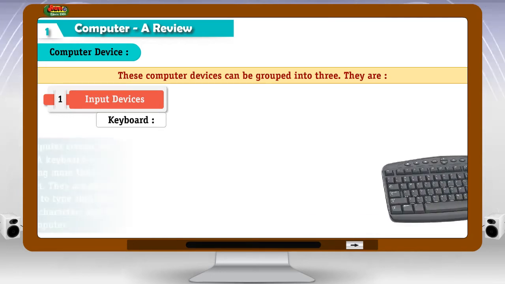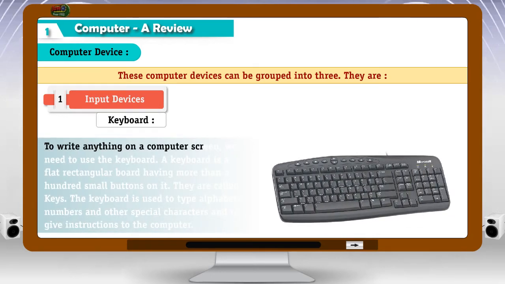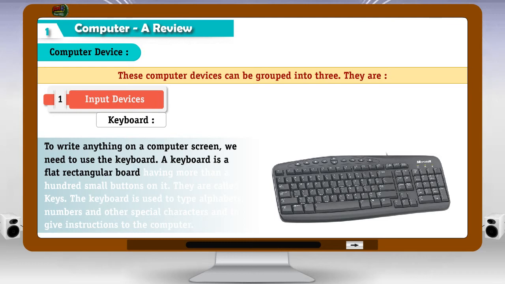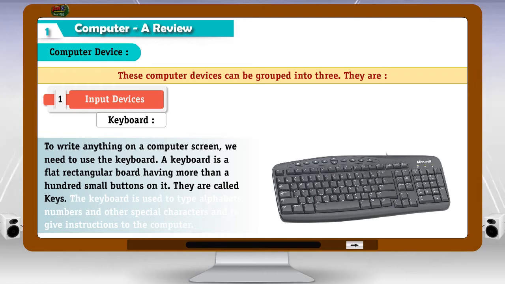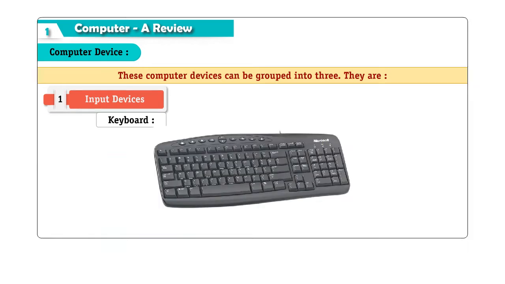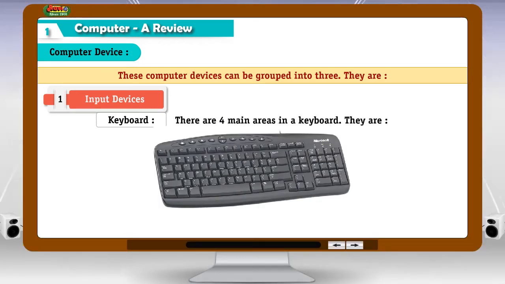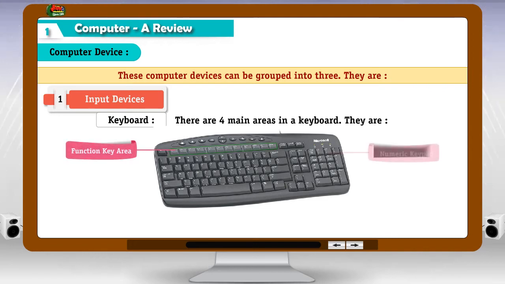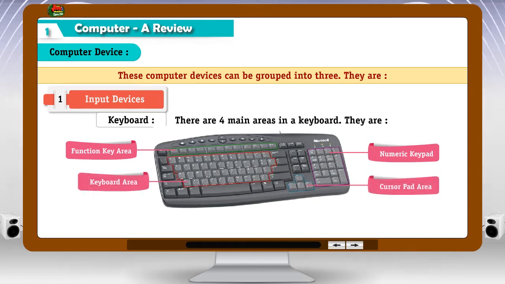Keyboard. To write anything on a computer screen, we need to use the keyboard. A keyboard is a flat rectangular board having more than 100 small buttons on it. They are called keys. The keyboard is used to type alphabets, numbers, and other special characters and to give instruction to the computer. There are four main areas in a keyboard. They are function key area, numeric keypad, keyboard area, cursor pad area.